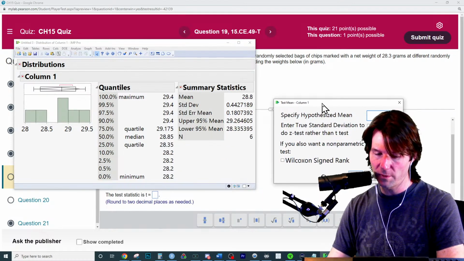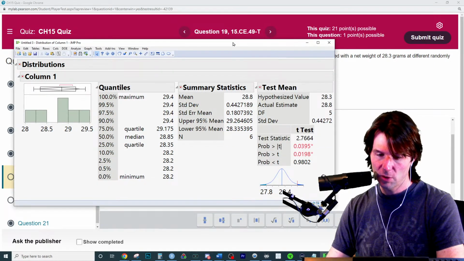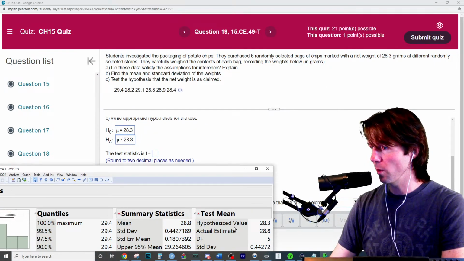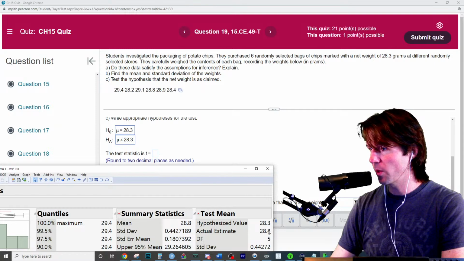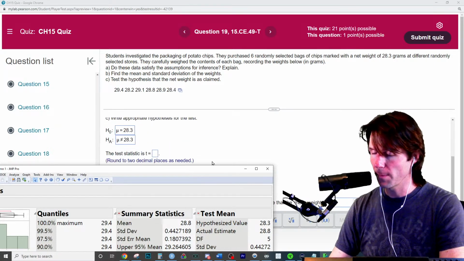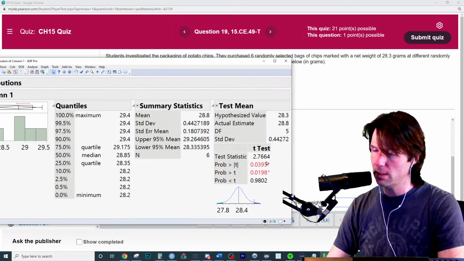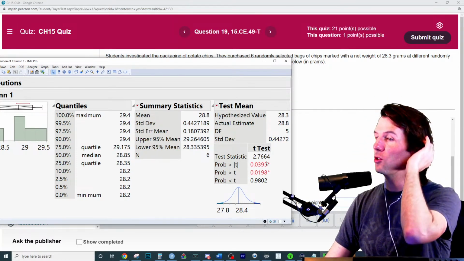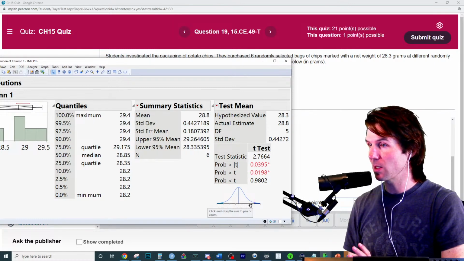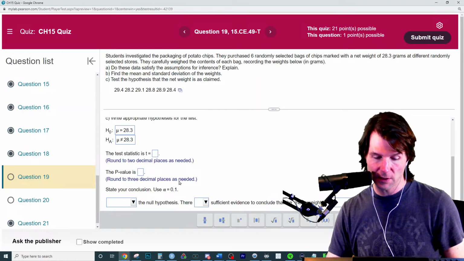28.3, which is the null value. Notice how 28.3 is the hypothesized value in the test right there. That is mu naught. So mu naught is 28.3, and the sample mean was 28.8 right there. That is the y bar. The t-statistic, I said, would be about 2 point something, is 2.7. So that is how many standardized units we are above the hypothesized value, 2.766.